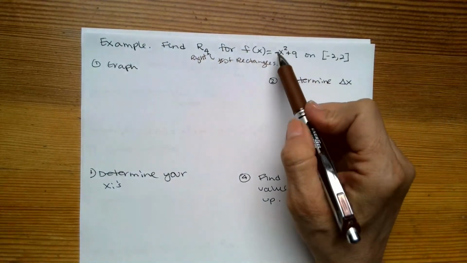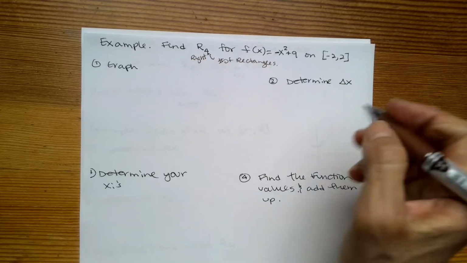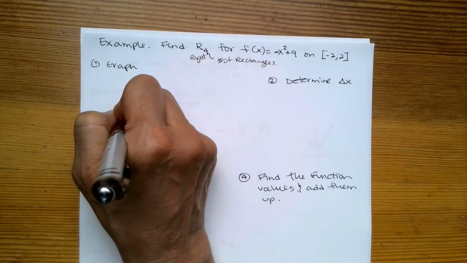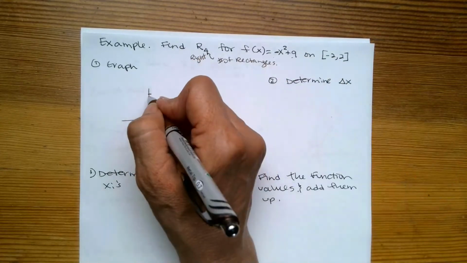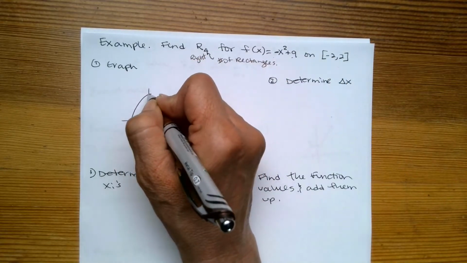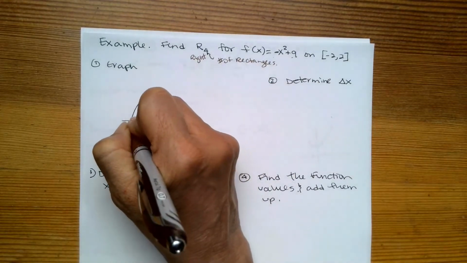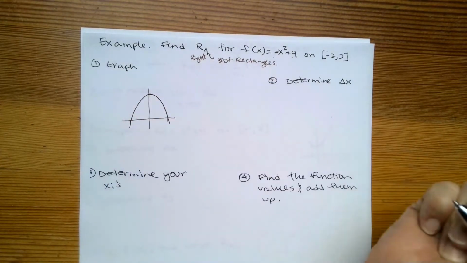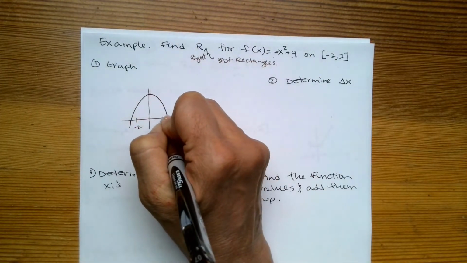And we have our function, so negative x squared plus 9, and we're going from negative 2 to 2. So we'll start with a sketch of f of x. So it's an upside down parabola, raised up 9. And it crosses at negative 3 and positive 3 for its x-intercepts, but we're going from negative 2 to 2.